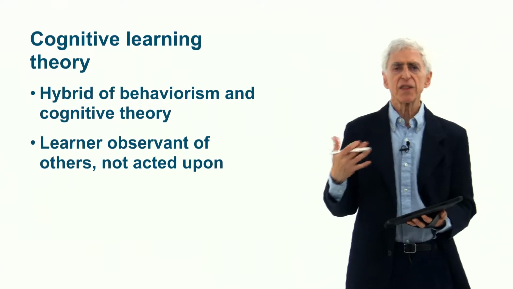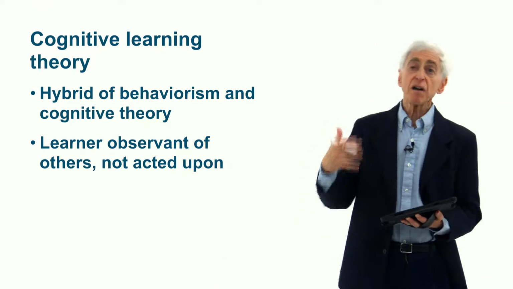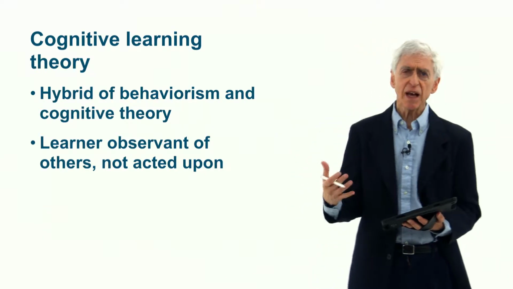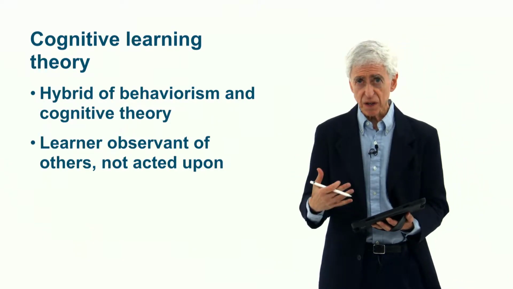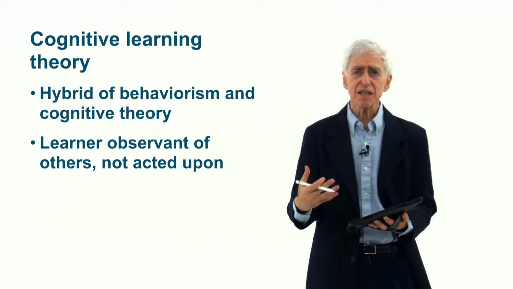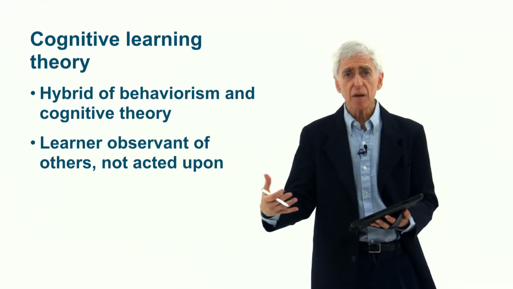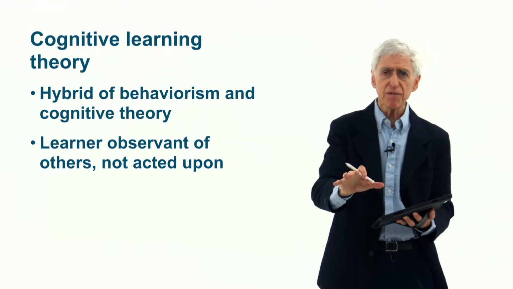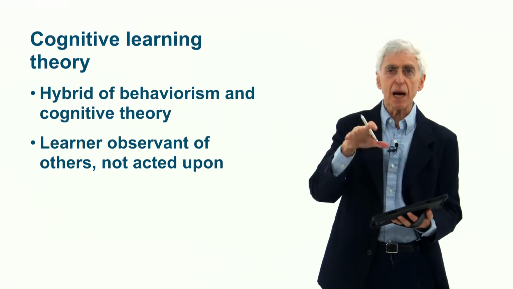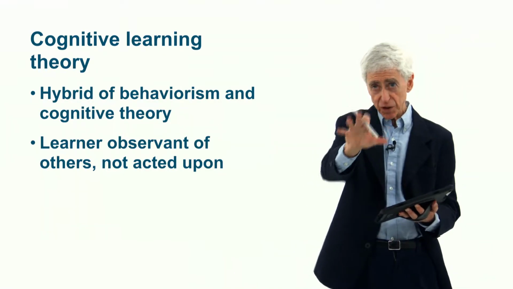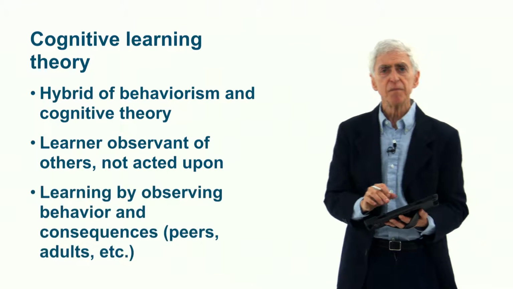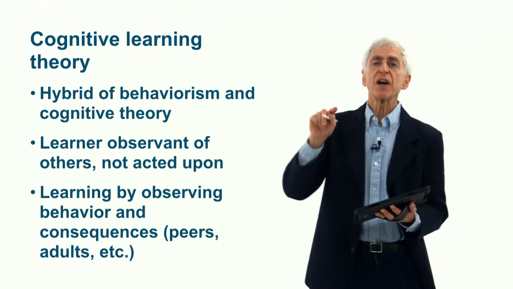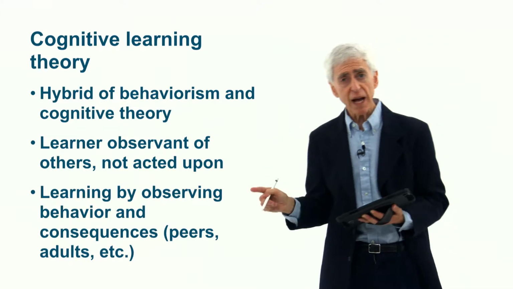In cognitive learning theory, we are changing behavior. We are focused on behavior, but in this case, the learner, the student, is an active participant, not being acted on, but an active observer of other people and their behaviors and doing something about their own behavior because of what they observe out there. Learning by observing the behavior of others and the consequences of their behaviors.